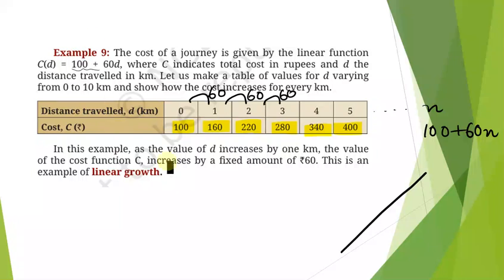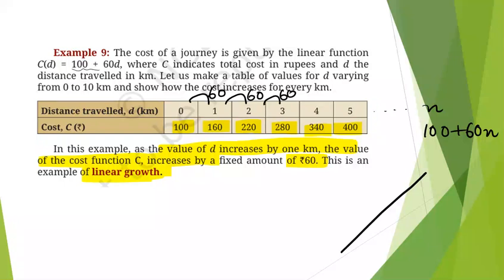So going to the definition, we can see as the value of d increases by 1 kilometer, the value of cost function c also increases by a fixed amount, 60. And this is an example of linear growth. This kind of problem is an example of linear growth. Got the idea? As the distance traveled increases, our cost also increases. Okay, with one change in one variable, the increase of the total value by a fixed amount is known as a linear growth function.